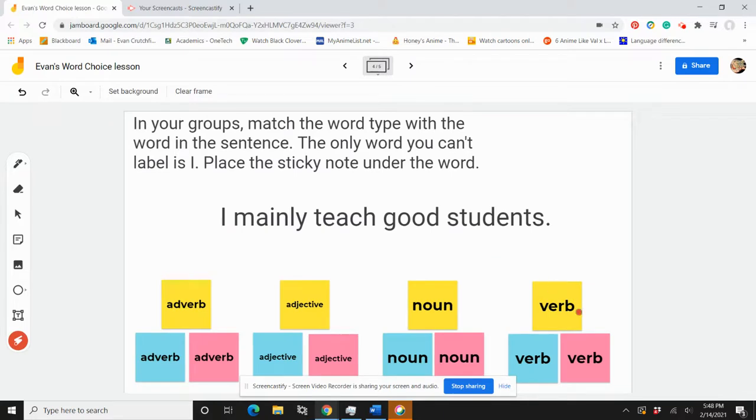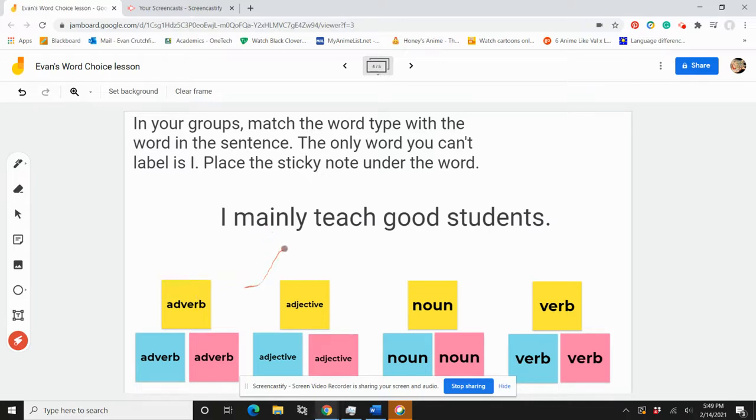So after that, I created my own sentence on slide four. The students will have to match the type of word, whether adjective, adverb, noun, or verb, and match it to the word up here. The only one I chose for them not to do was the word I, because you can't really change the word I. And so they'll label mainly as the adverb, teach as the verb, good as the adjective, and students as the noun. And I told them that they need to drag the sticky note under the words.